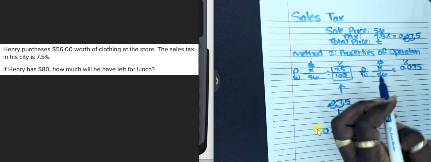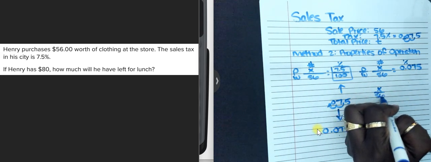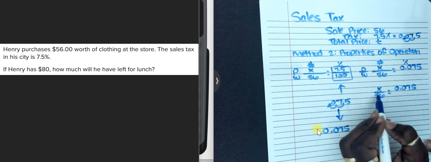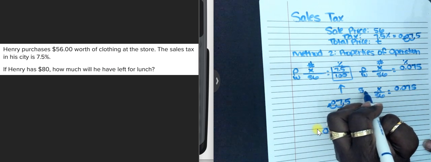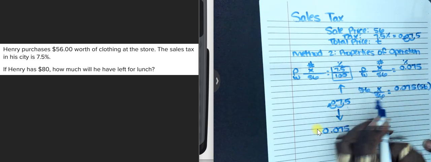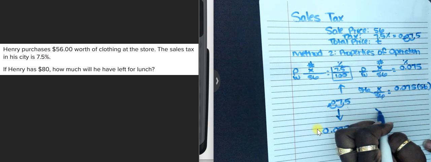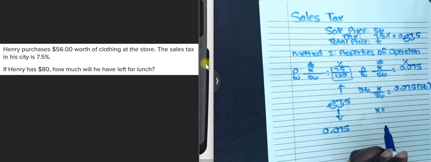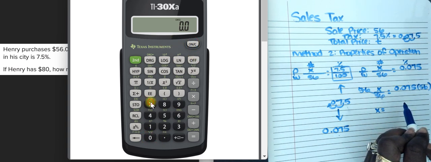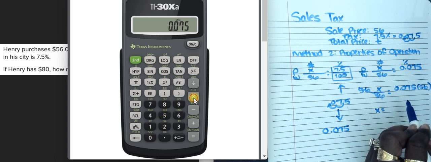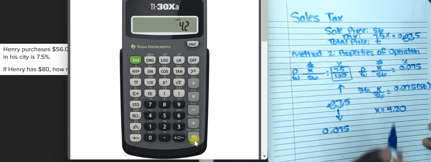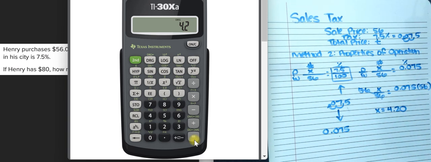So to find that, I'm going to have X over 56 is equal to 0.075. I know that we're dividing on this side. And so in order to get rid of that, I just need to multiply both sides by 56. All right, so 56 divided by 56, that cancels out. We're left with 1X. And so all that we have to do is multiply 0.075 times 56. And then we end up with $4.20. So this is our tax amount, $4.20.